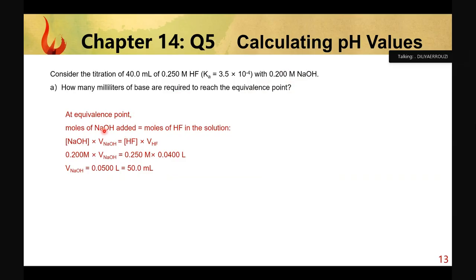At the equivalence point, the base we added equals the acid in the solution. So we can get the equation: concentration multiplied by the volume of base equals the concentration of acid multiplied by the volume. So we know the concentration of sodium hydroxide, and we know the concentration of hydrogen fluoride. We bring them all into the equation so we can get the volume of sodium hydroxide, which is 50 ml.